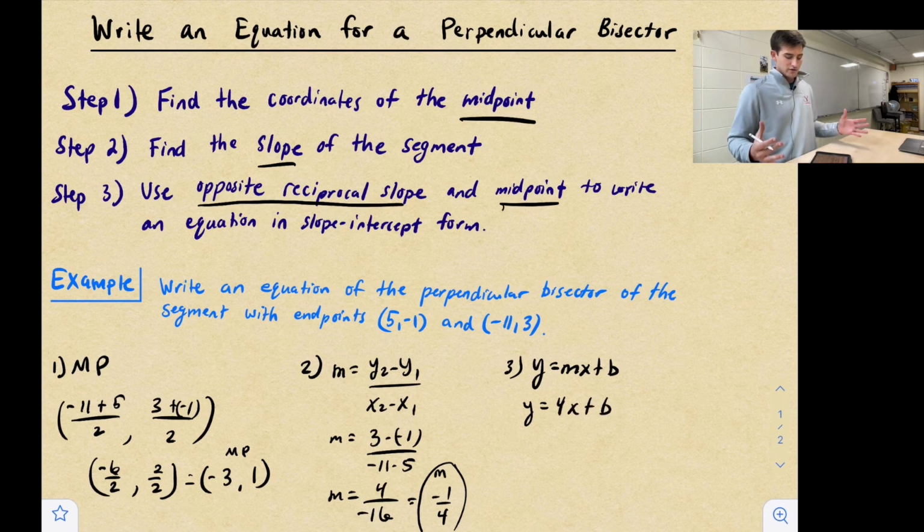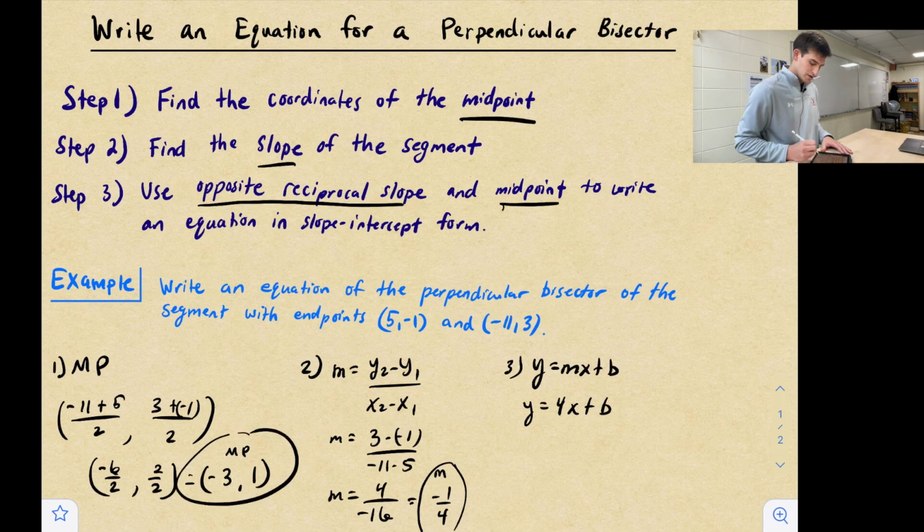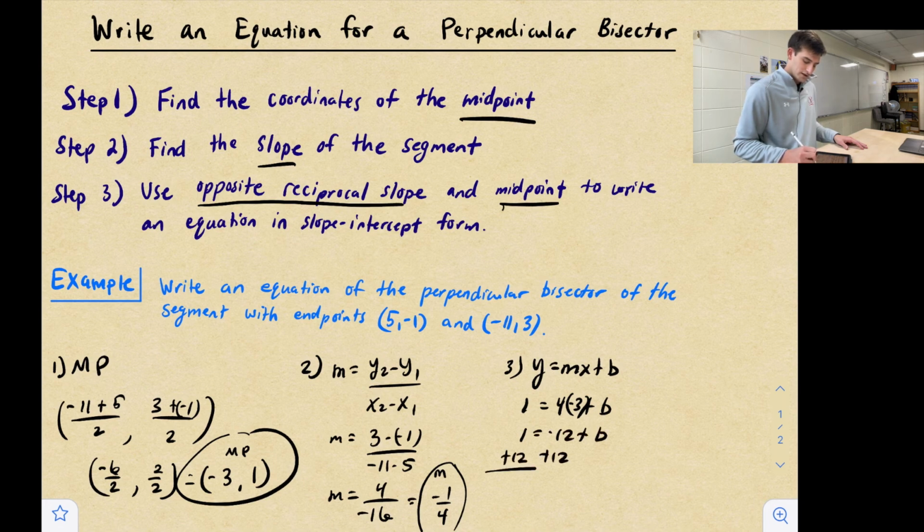And so now we still have three variables, right? We still have x, y, and b, but we know what point we want this line to pass through. We want it to pass through the midpoint. So now we can use this midpoint right here, and we can plug in for x and y. We can say 1 is y and -3 is x. And now we just solve this equation for b. So we get 1 equals -12 plus b. And we then add 12 to both sides. So we get 13 is equal to b.